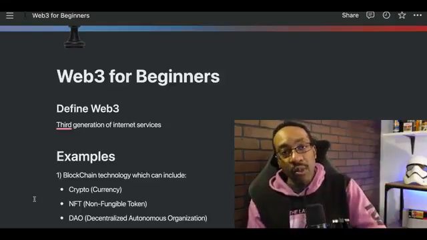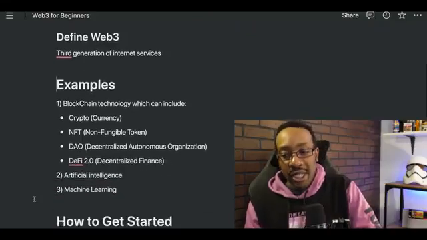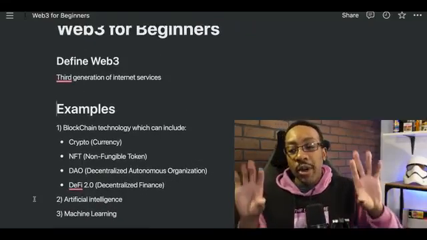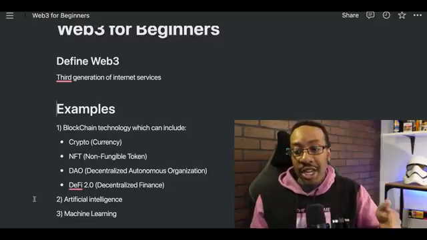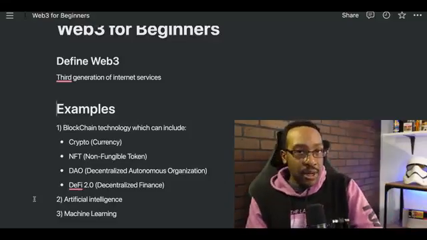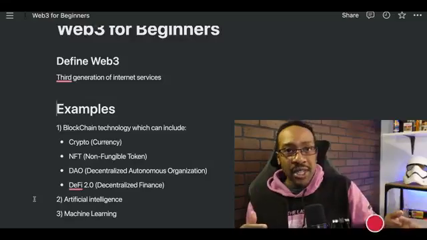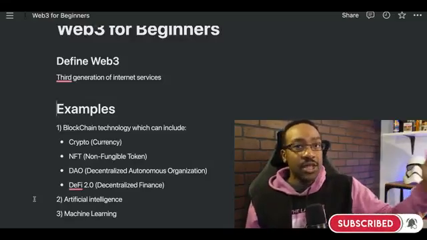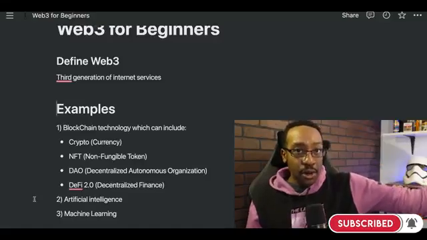Number 1 in Web3 would be blockchain. Number 2, AI, artificial intelligence. And number 3, machine learning. Now, under number 1, where it's blockchain technology, that's when you're going to be seeing crypto, and that can be different cryptocurrencies, where you're seeing Ethereum, Bitcoin, Solana, the list goes on and on. Those are the different types of currencies.